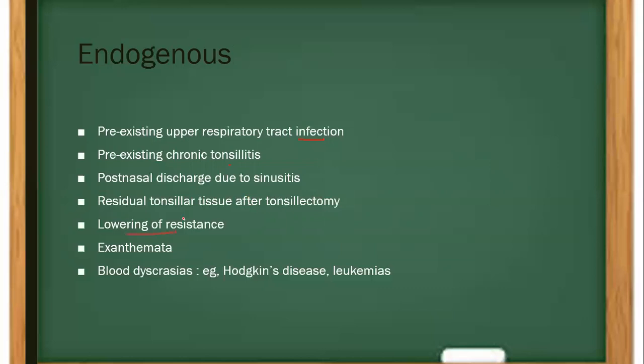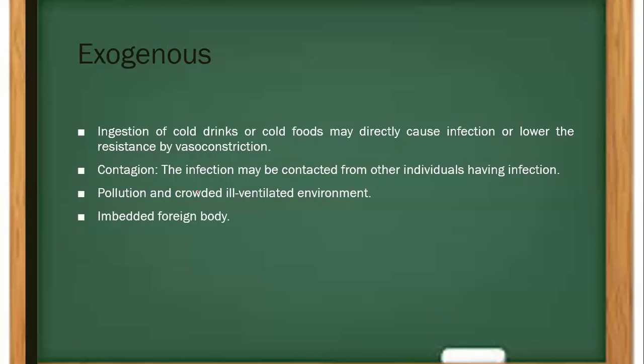Then lowering of resistance: when immune reactions decrease, patients with reduced immunity are more likely to develop adenoiditis. Exanthemata, then blood dyscrasias like Hodgkin disease and leukemia. The exogenous factors are the factors which are apart from the structures. The endogenous ones are some kind of infection that can appear within the nearby structures of the adenoids, isn't it?